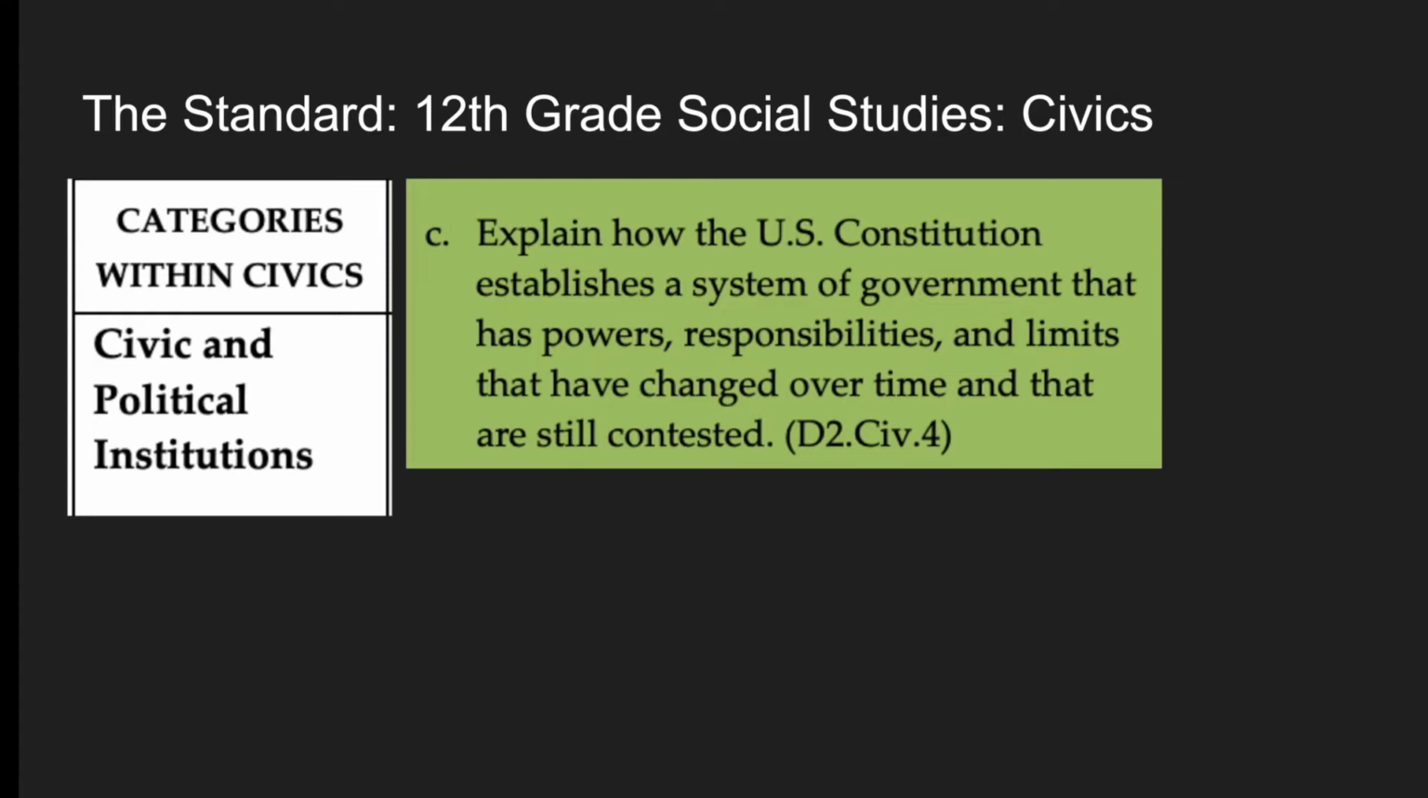So for 12th grade social studies, and specifically civics, this category for civics with civic and political institutions asks students by the time they finish 12th grade, explain how the U.S. Constitution establishes a system of government that has powers, responsibilities, and limits that have changed over time and that are still contested.